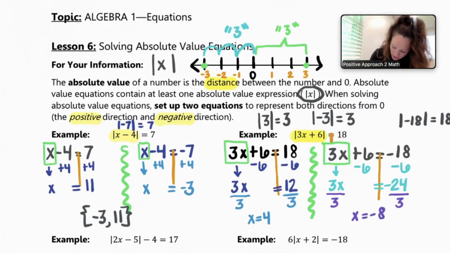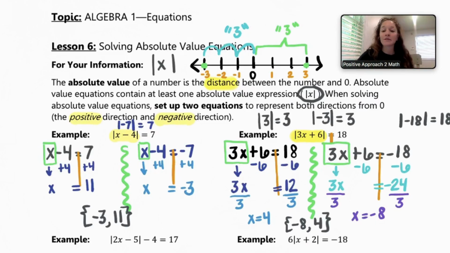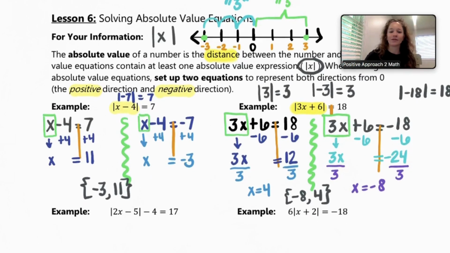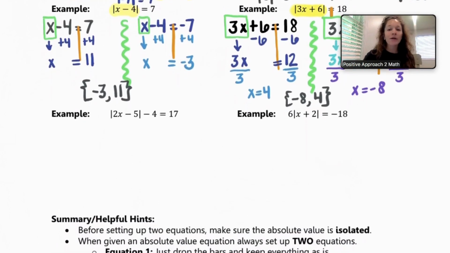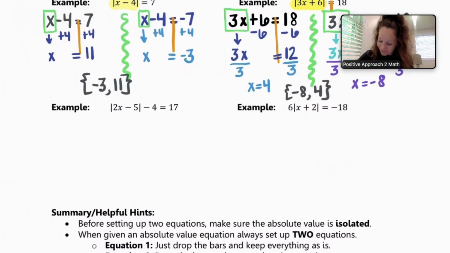And so my solution set, what will satisfy this absolute value equation, is when x is equal to negative 8 or when x is equal to positive 4. That will leave me with an absolute value of either 18 or negative 18. And when I take the absolute value of 18 or negative 18, I'm just left with positive 18. Okay? So it looks really intense when you're looking here. You're like, wow, we're doing lots and lots of math. And we are, right? It's just not as scary as it looks.